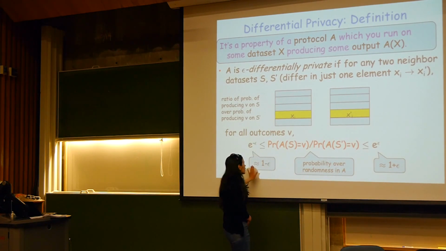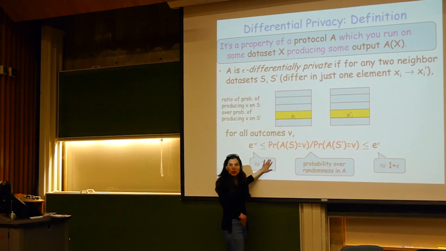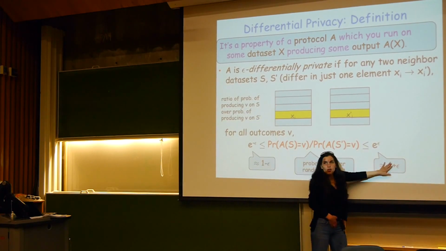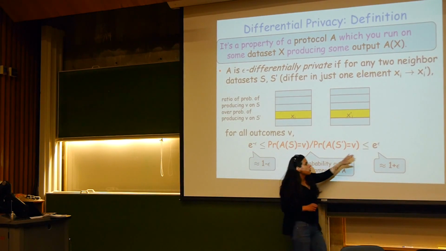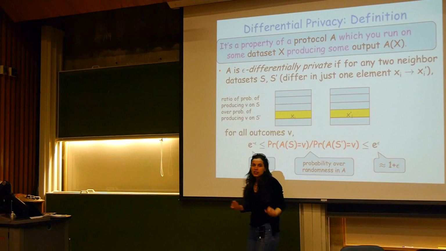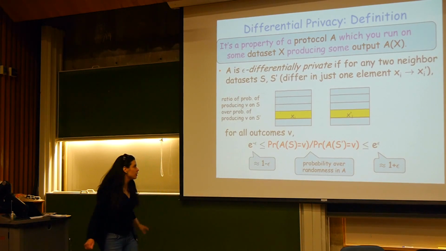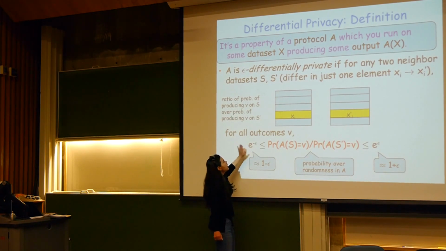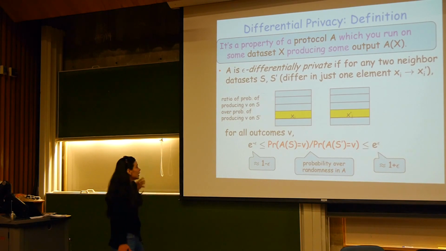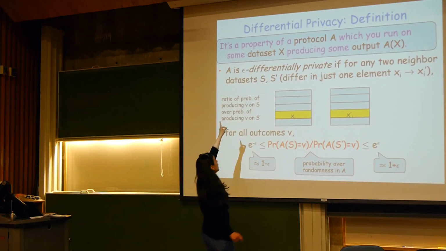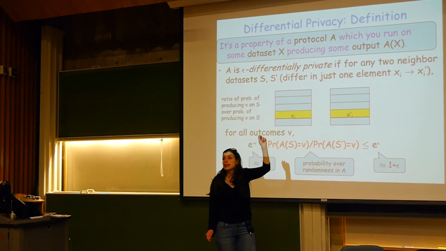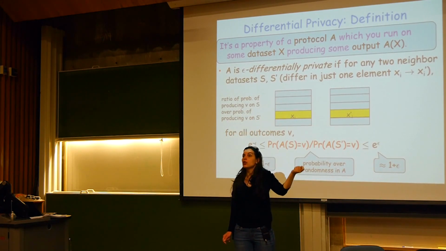Why do they do so? Because this is approximately 1 minus epsilon and approximately 1 plus epsilon, when epsilon is small, and they put it in this specific form because they want to get some composition results. So it's just for technical reasons. This is the definition you normally see, but all it says is that for every possible outcome V, the ratio of the probability of producing V on S over the probability of producing V on S prime is close to 1. And here the probability is over the randomization in our mechanism A. So the mechanism A, as I said, has to be randomized.